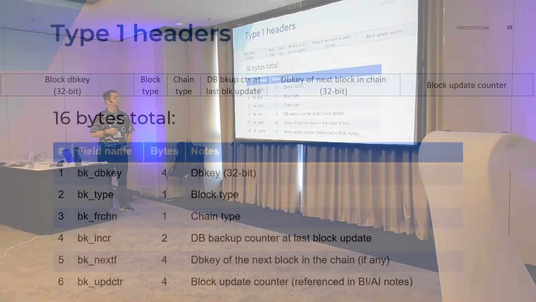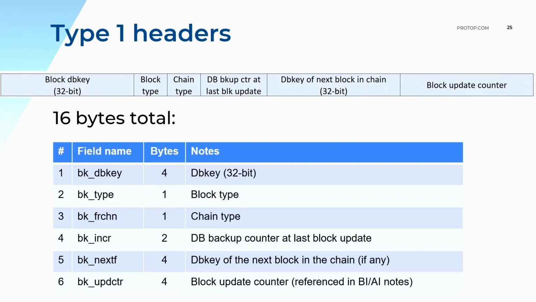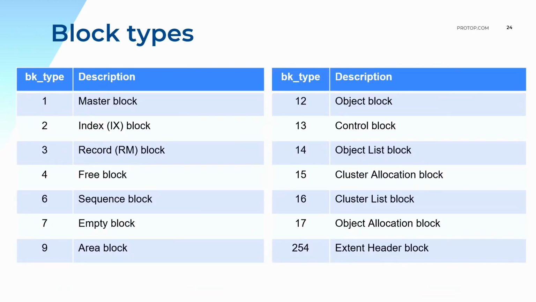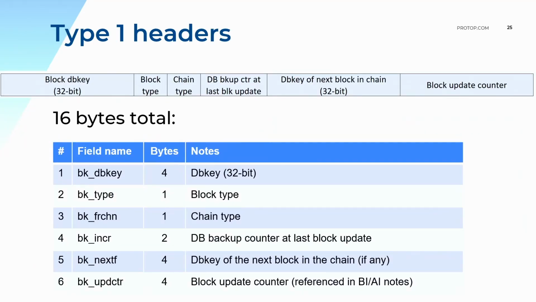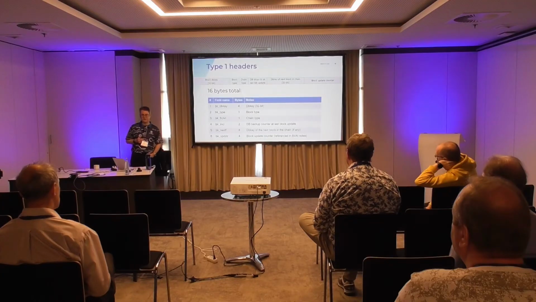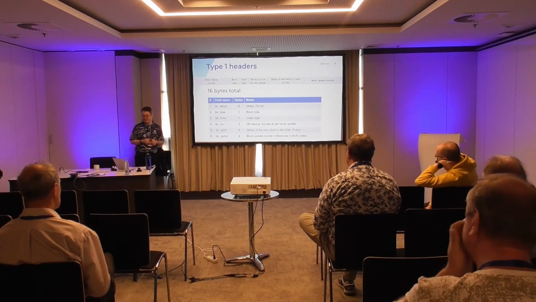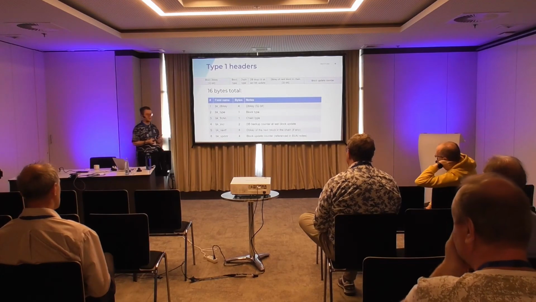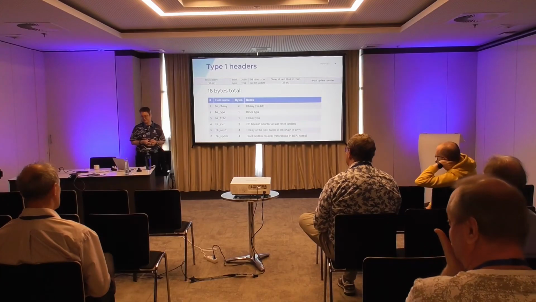So here's a little more info on these. The DB key, again, is 32 bits. The block type is one of these numbers that we saw here. The chain type, if you saw Dimitri's presentation on Wednesday, you'll know about free chains and RM chains and index delete chains. So each chain has a number, and that number goes in this field if this block is on a chain. If it's not on a chain, there's a special value for that. 127 means no chain.